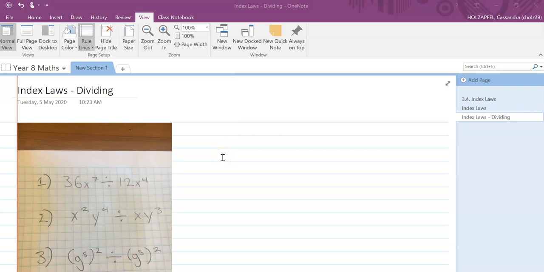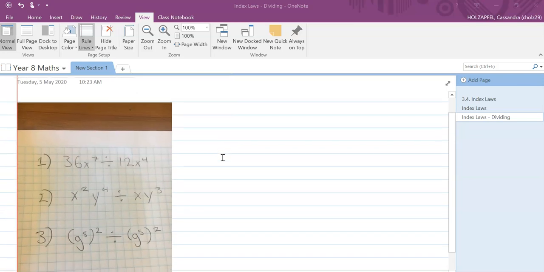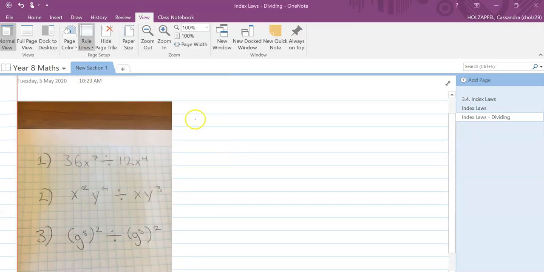Hi guys, we're going to have a quick look at some index laws, so dividing particular bases and what happens with the powers. So if we start off with this first question here, 36x to the power of 7 over 12x to the power of 4, because a fraction is the same as writing the division symbol. So when we are dividing things, we're going to divide the numbers first. So 36 over 12 is the same as 3. So we pop 3 at the top there.